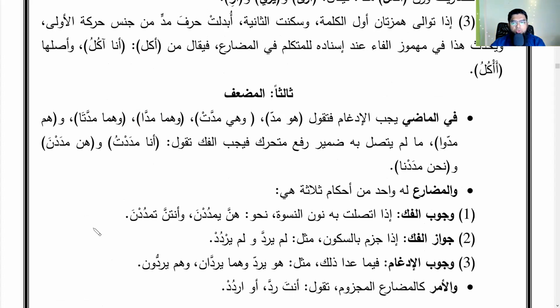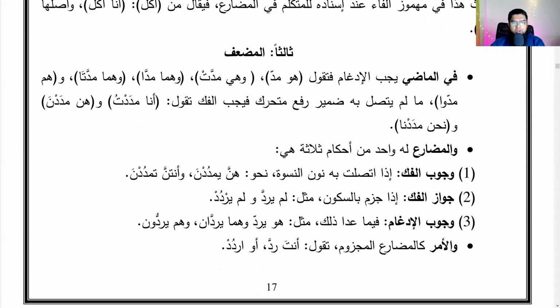Then we talked about muda'af. Muda'af, from hunna onwards, you have to open it up. Like hajja, hajja, hajju. Then hunna, it'll become hajajna. Then anta hajajta, antum hajajtum, like that. You'll open it up when you attach a damir dhaf mutaharrik. When you attach a pronoun which is rafa, a mutaharrik pronoun.